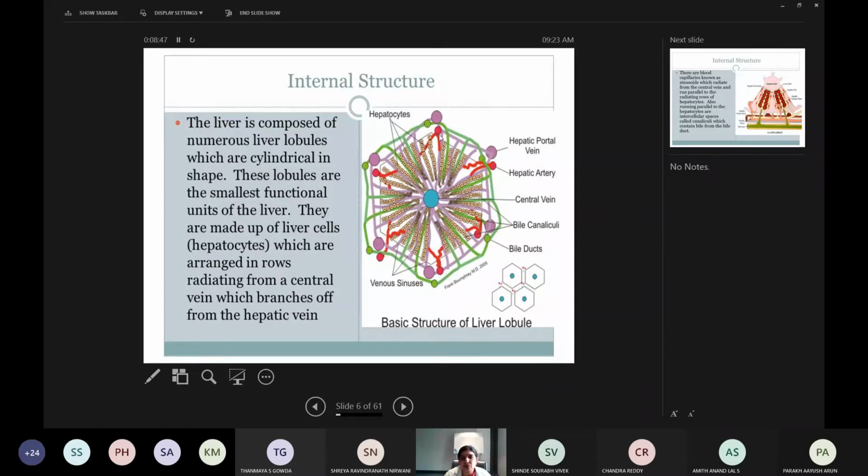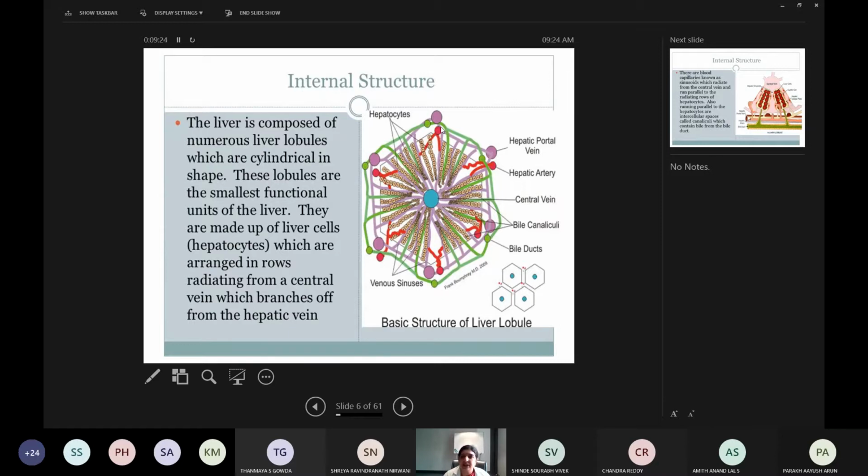This is called a portal triad because it has three important structures in the triad. We remember it as VAN, V-A-N. V is vein, A is artery, N is nerve. So always the triad consists like that, but in the case of the liver, it is the portal vein, hepatic artery and bile duct. There is no nerve.